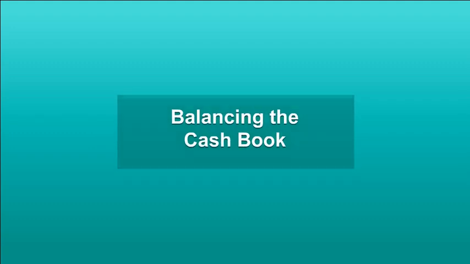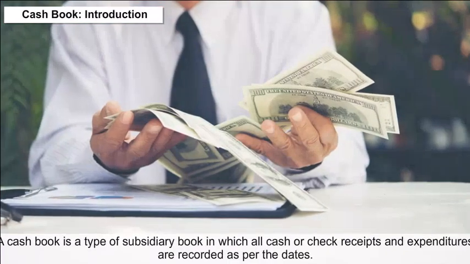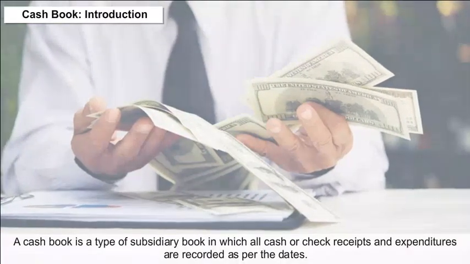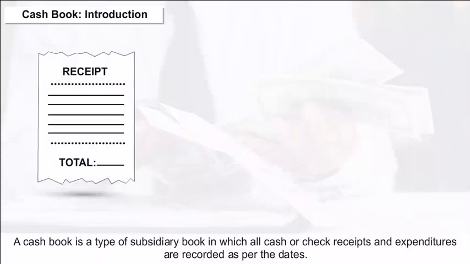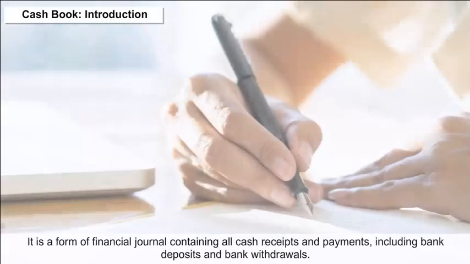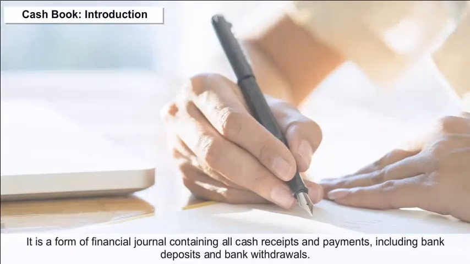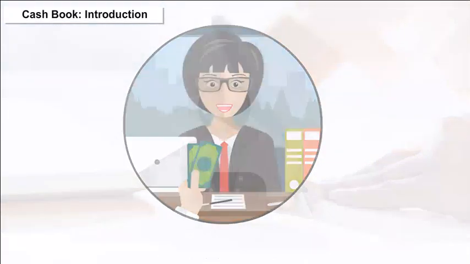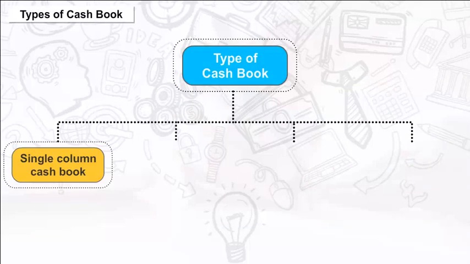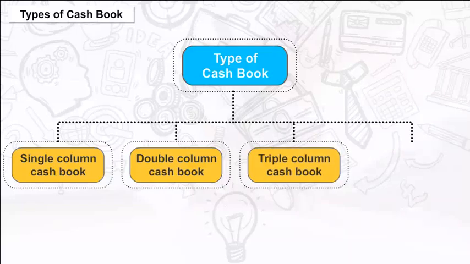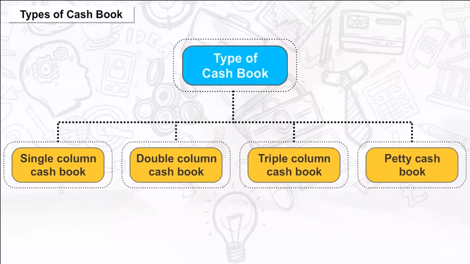Balancing the cash book. Introduction. The cash book is a type of subsidiary book in which all cash transactions, including cash received or cash paid, are recorded according to the dates. It is a financial journal that contains all the cash receipts and payments, which includes bank deposits and withdrawals. Types of cash book: single column cash book, double column cash book, triple column cash book, petty cash book.